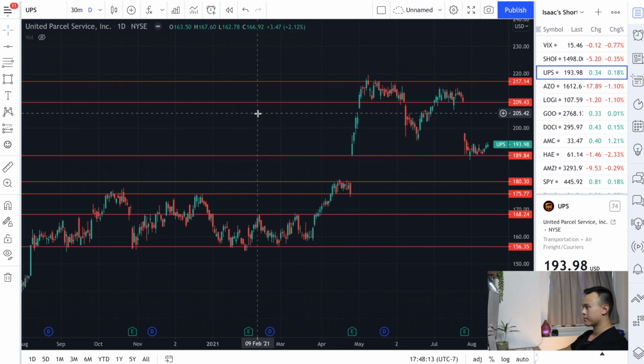All right, so now let's talk about natural support and resistance. For bigger stocks like UPS, which is a $200 stock, these can be in $5 increments. So for example, it can be 150, 155, 160. If there's a breakout to the upside or the downside, this is where we can determine where the price may reject off of.